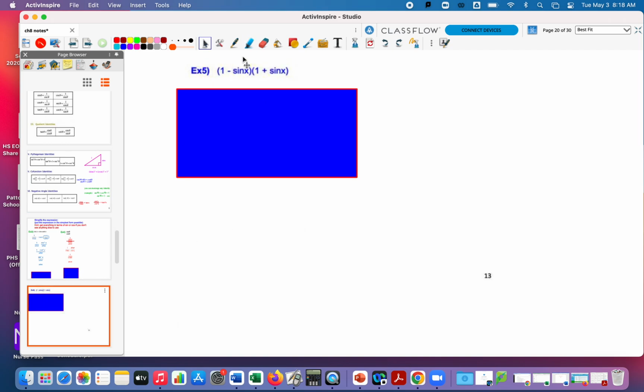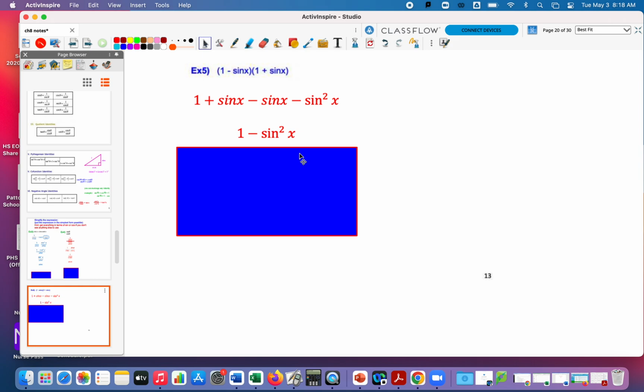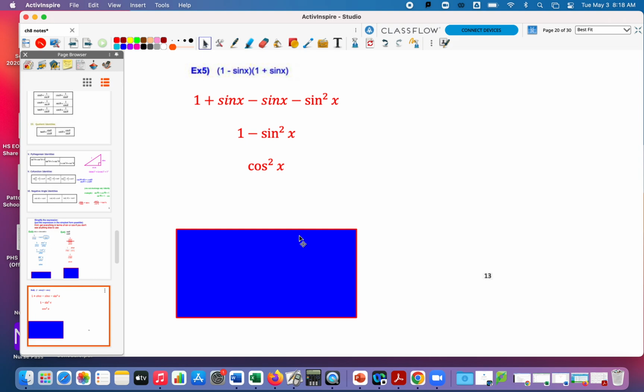So another trick is, well, maybe I'll just multiply it out, like FOIL it out. So 1 times 1 is 1. 1 times sine of x is plus sine of x. Negative sine x times 1 is minus sine x. And negative sine x times sine of x is negative sine squared of x. These middle ones should actually cross off, so I'm just left with 1 minus sine squared, and that is one of my properties. I can just replace that with cosine squared.